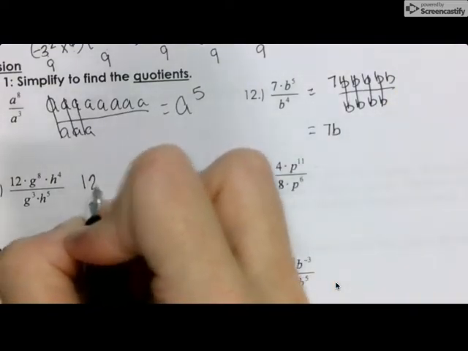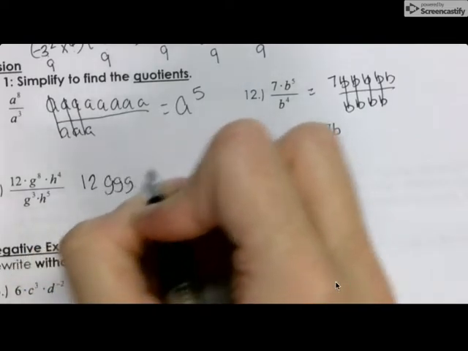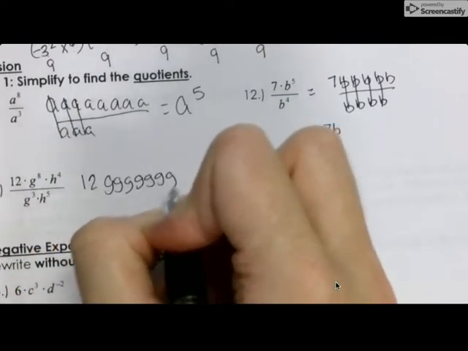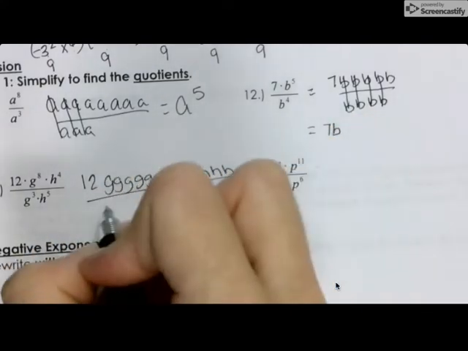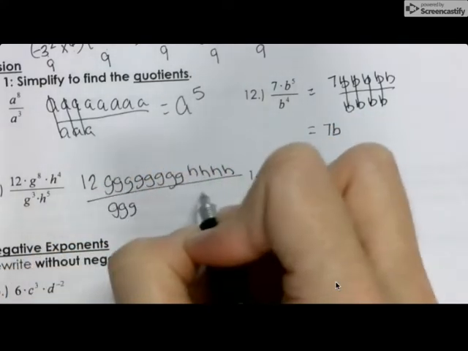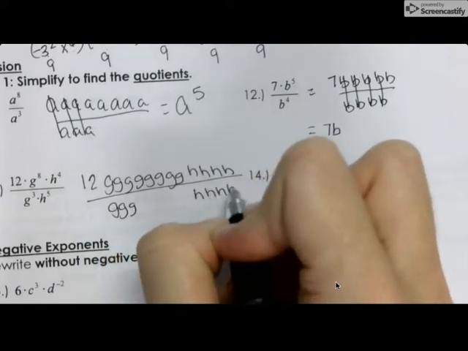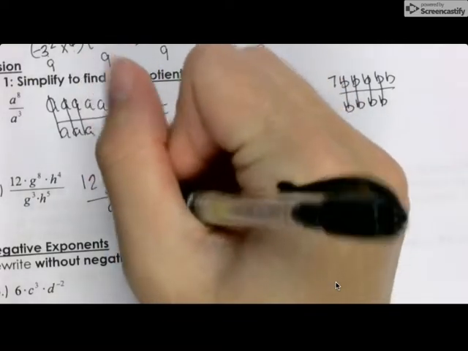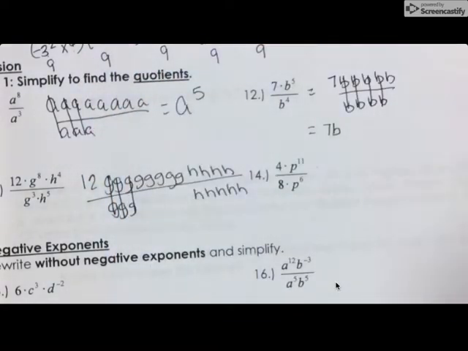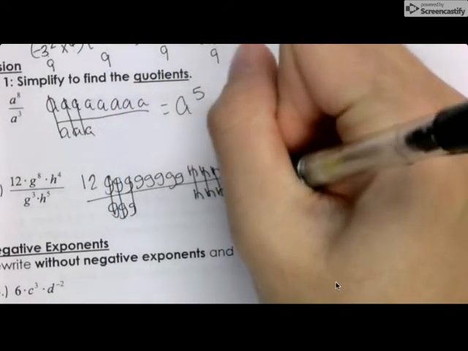I have 12 on top and 8 G's and 4 H's. On bottom, I have 3 G's and 5 H's. How many pairs of G's can I cancel out? How many pairs of H's can I cancel out?